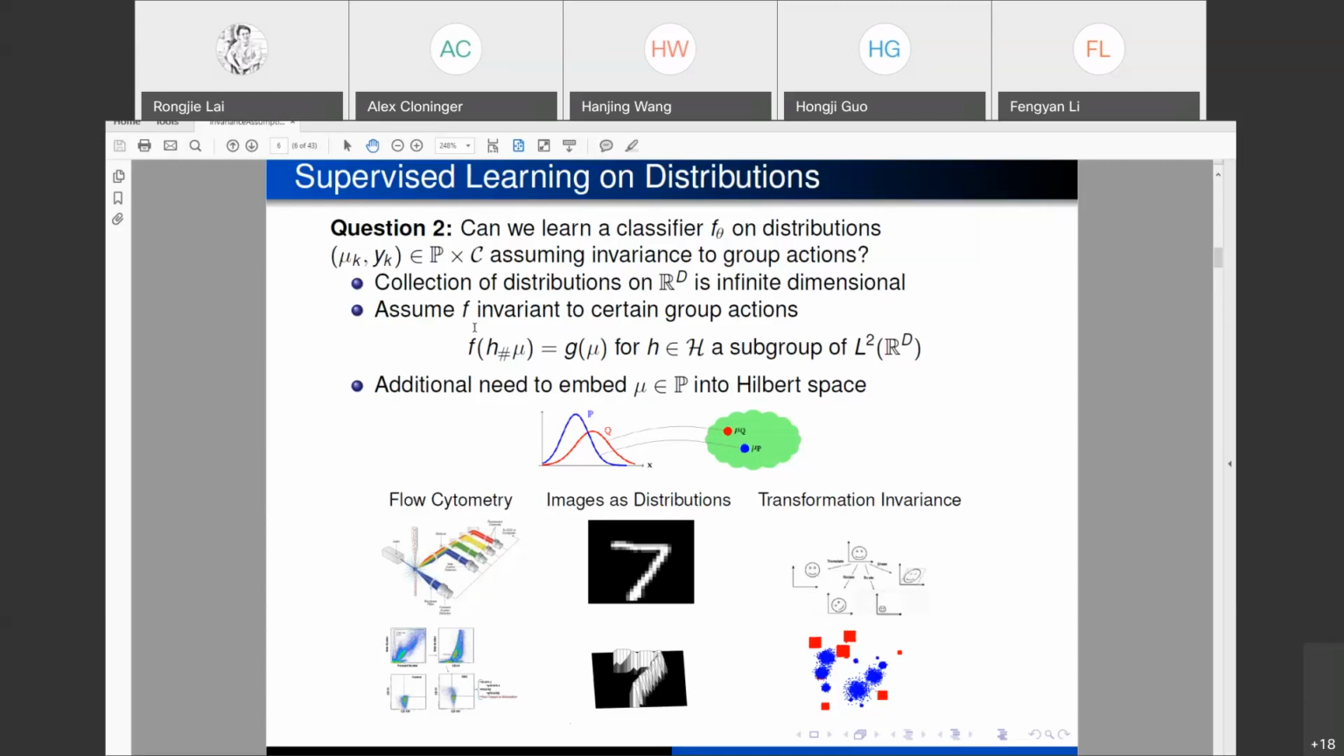Rotating, scaling my distribution, none of these things should affect my label of the distribution, right? So we'll talk about this as well, and this shows up in a lot of contexts, from some medical data that I work on to, you can think about images as being densities on R2, and we're going to talk about building in transformation invariants of various types. So that's the basic idea.